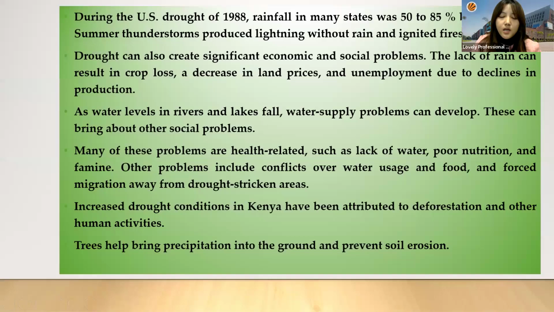Okay, so I'm continuing with this. Lack of rainfall can cause losses in crops.